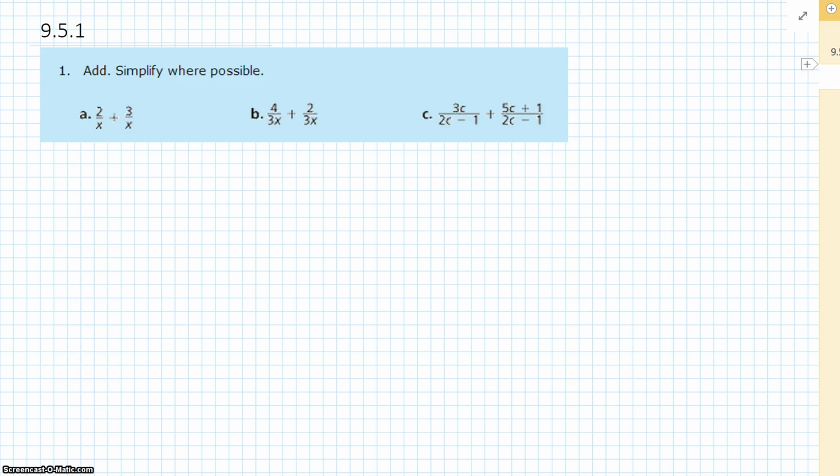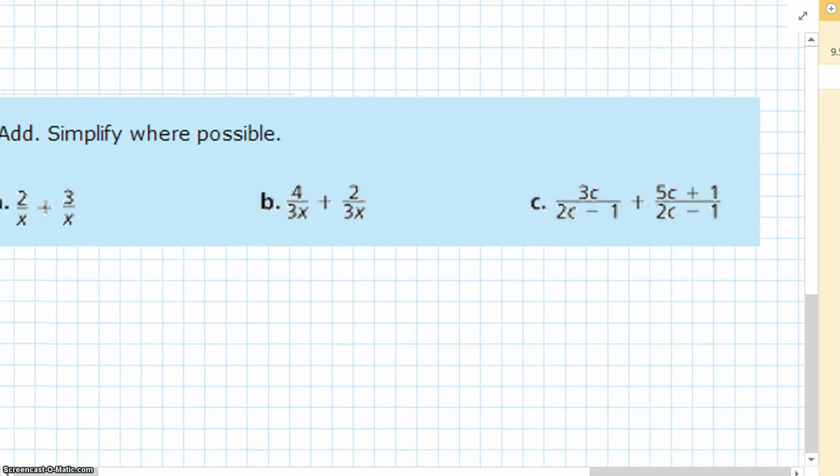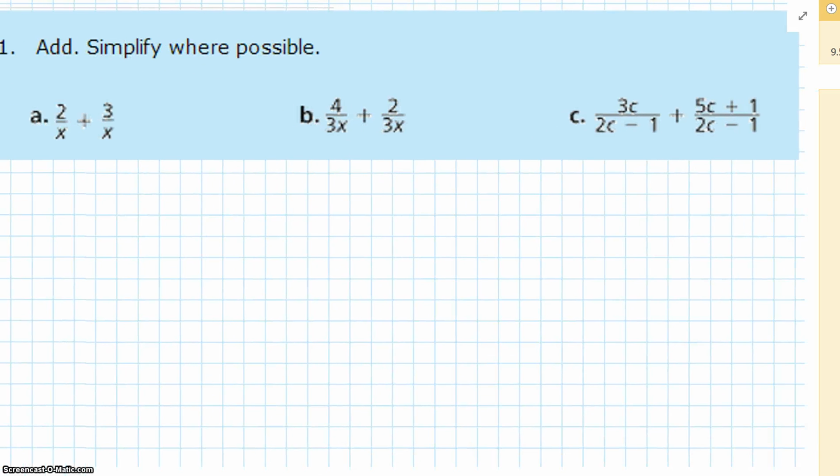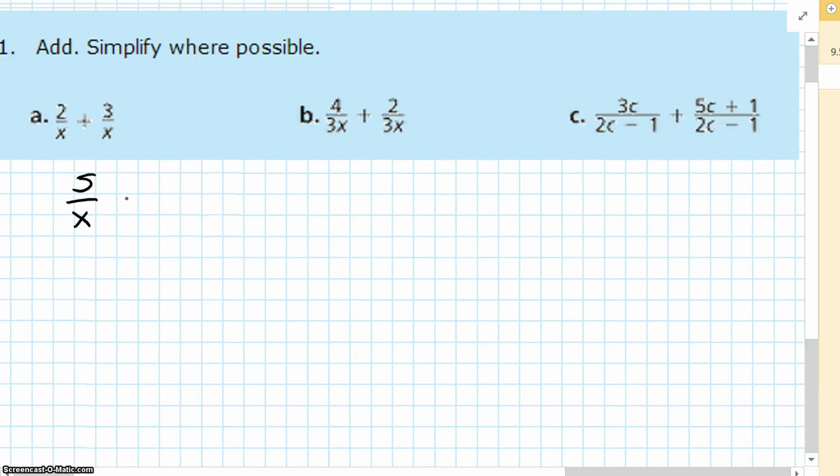Okay, so let's look. Add and simplify where possible. The denominators are the same. So let's zoom in so we can see this a little bit better. Okay, the denominators are the same, so we can just make this one 5 over x. Denominators are the same, so this is going to be 6 over 3x, which we can rewrite as 2 over x. Okay, next one.